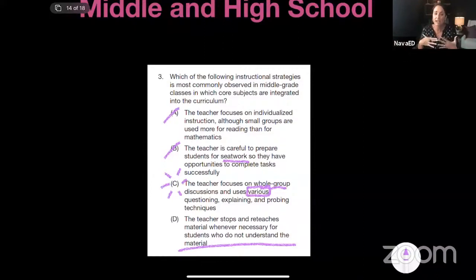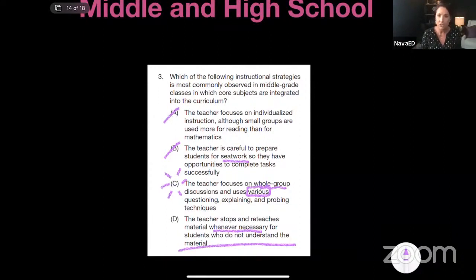It's not a bad thing to stop and reteach every once in a while for sure. But whenever necessary, that means if one kid doesn't get it, you're going to stop. No, what you should do is keep going and then figure out by formatively assessing your students who got it, who didn't. Let me go to small group for those kids who didn't get it and let the other kids move on to other activities. That's differentiation. All right, let's read the question.